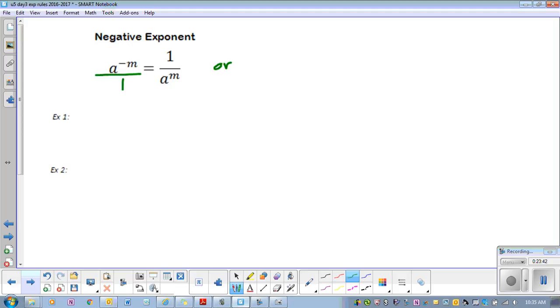What if it looked like this? It was 1 over a to the negative m. So write this one down, because I didn't put this one in your foldable or your graphic organizer. That one is a fraction, and your negative exponent is on the bottom. So how can I turn this negative exponent into positive? Move it to the other side. Since it's negative on the bottom, move it up. And it becomes positive. Does that make sense? You just move it to the other side, and then it becomes a positive exponent.